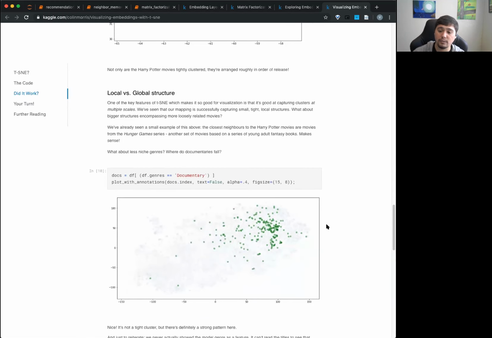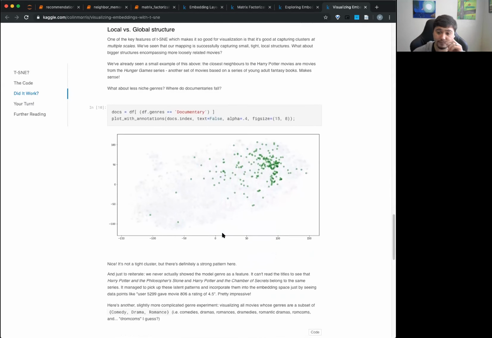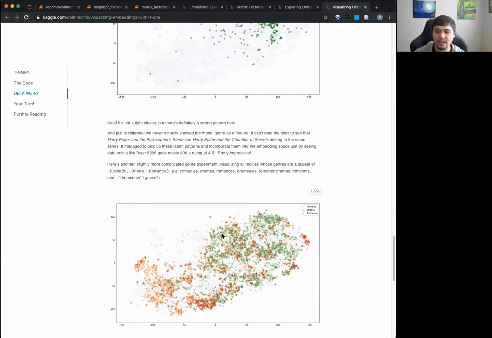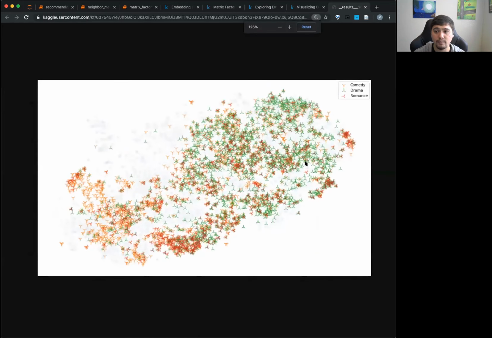And you can go a little bit further. I think the next one he does, he actually shows different genres. This one's a little tough to see by itself. Let's see if I can zoom in a little bit with this image. Okay, yeah, it works a little better. So you can see here, these aren't the best icons, but they work well enough. Comedies are in orange, dramas in green, and then romances in red.